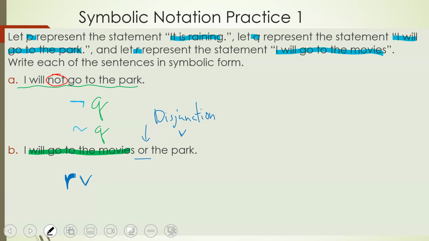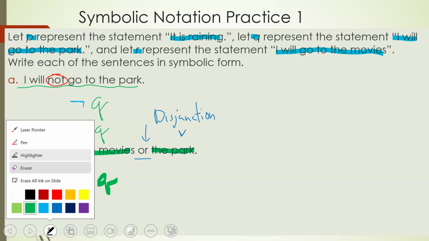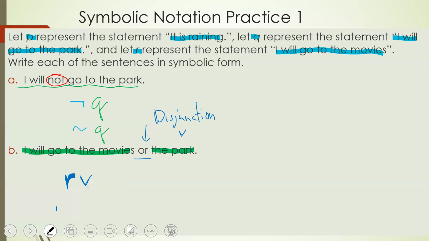And then the second part says, I will go to the park. I know it says just the park, but we can connect that to the words I will go. So it's telling us I will go to the park. So when I look up above, that's represented by the statement Q. And so our symbolic representation here would be R V Q, or we can read that as R or Q, would be the symbolic representation of that disjunction.